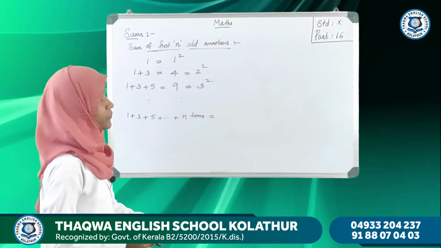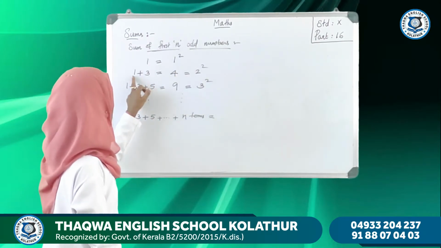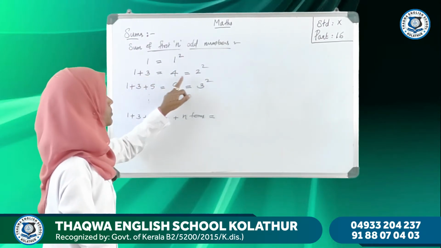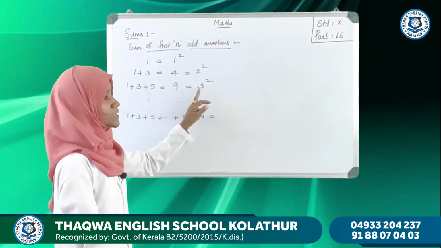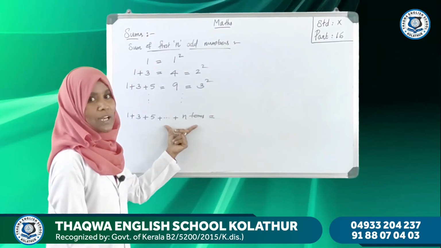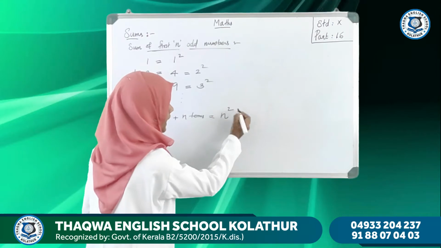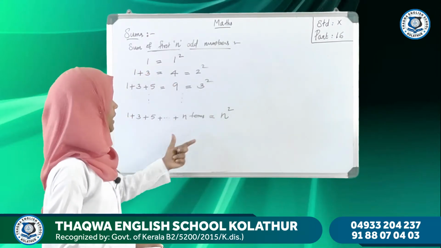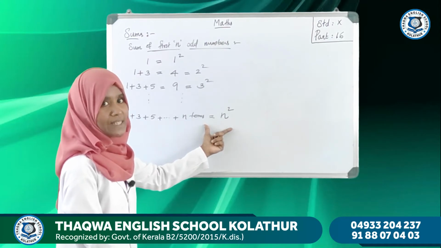Can you say? Here, when one number was taken, 1 square. When 2 odd numbers were taken, 2 square. When first 3 odd numbers were taken, 3 square. Then can you say what is the sum of first n odd numbers? Okay, this is n square. Sum of first n odd numbers is n square.